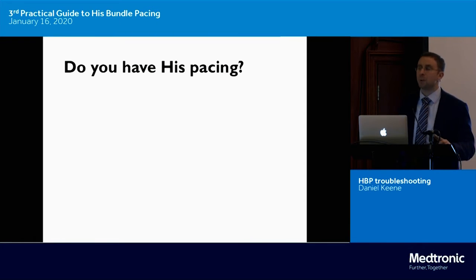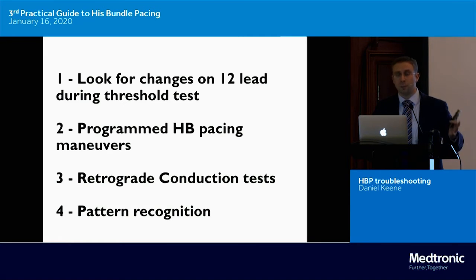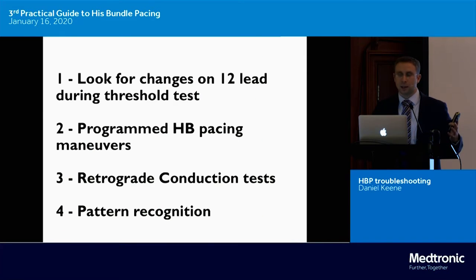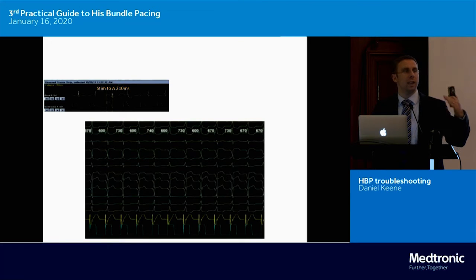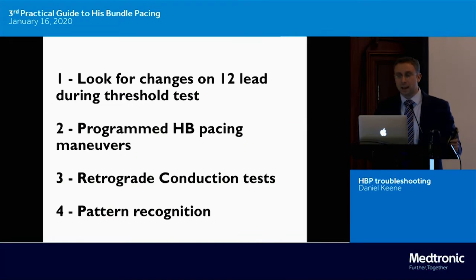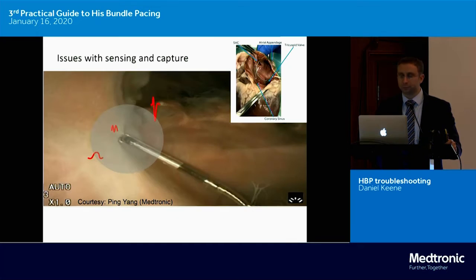Now, if we're struggling to determine if we have His pacing rather than high septal RV pacing, there are a number of maneuvers we can do. I'm not going to dwell on these because you've seen them. It's the 12-lead ECG. It's the extra stimulus testing. It's retrograde conduction testing, looking at your VA time. Your VA time as you transition from non-selective to myocardial capture should be pushed out, as you no longer have your high-speed His-Purkinje system to rely on going retrograde. And then the other thing is to look at pattern recognition, as Marek has already shown us.